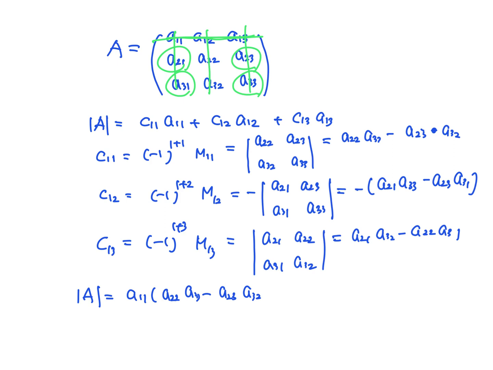A11, A22, A33, right? And A23, A32, right? Minus A12, A21, A33 minus A23, A32, I think. 1, 2, 3, 3. 1, 2, 2, 2, 2, 2, 3. Oh, 3, 1. Sorry. 2, 3, 3, 3. Plus A13, A21, A32 minus A22, A31.